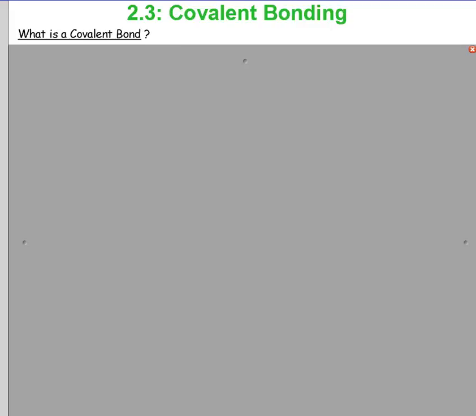Hello class, today we're going to be looking at covalent bonding. We've looked at ionic bonding and ionic compounds, and we've compared the properties of the two different types. We saw solubility was one property that distinguished the two different types of compounds. Ionic compounds tended to be more soluble, although not always the case.